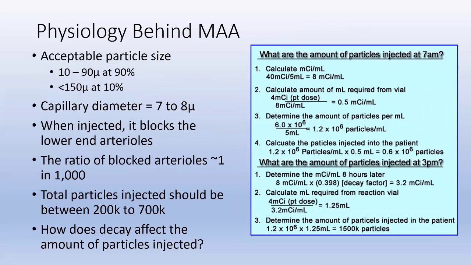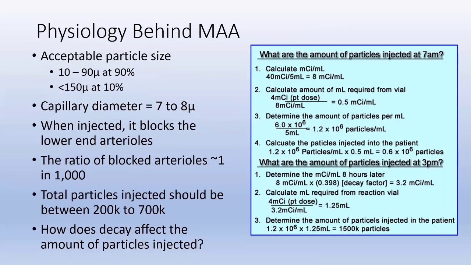The other calculation that I love to really evaluate here is to realize that, when we inject the patient with MAA, we're blocking off somewhere between 1 in every 1,000 to 1 in every 10,000 arterioles. So we're not blocking, we're blocking very, very few. But let's take a look at a couple other angles here.